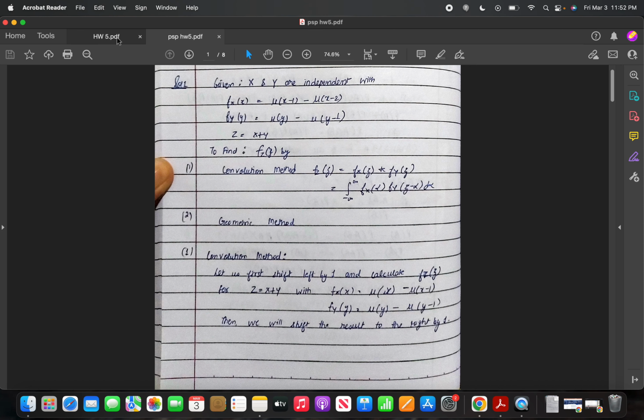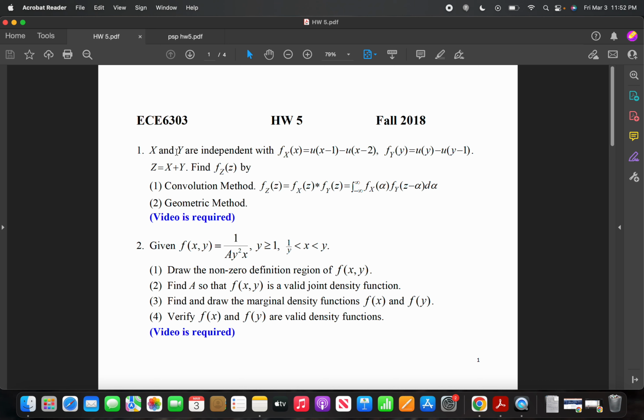In this video, I'll be explaining question 1 of homework 5. So we are given that x and y are independent with PDF of x and PDF of y given as follows, and we are given that z equals x plus y. So we need to find PDF of z, first by convolution method and second by geometric method.